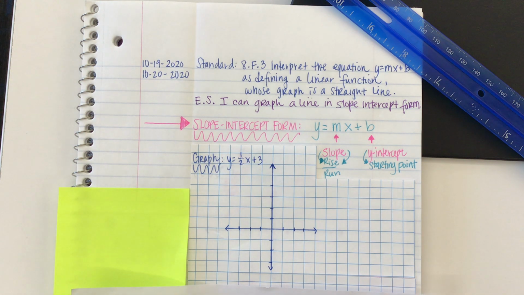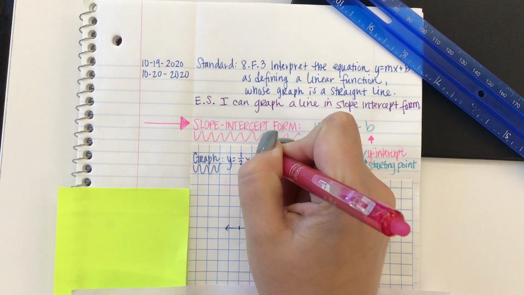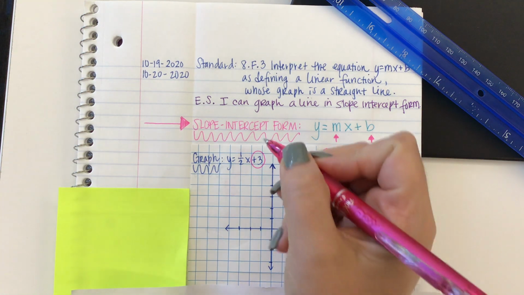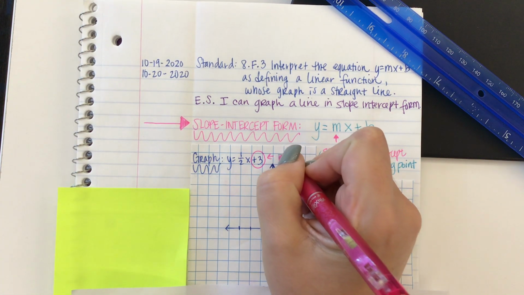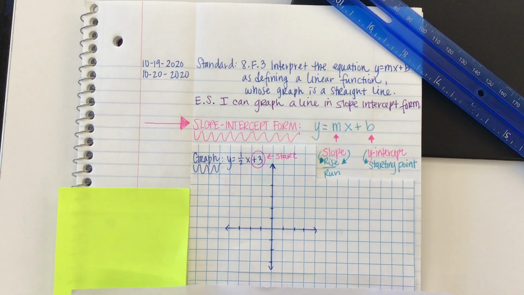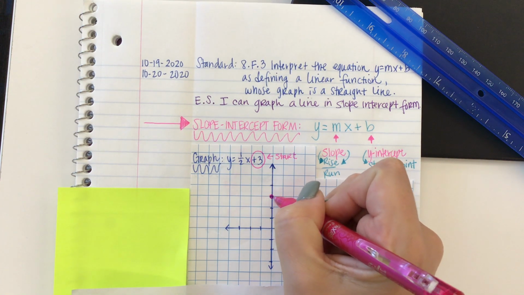So the first thing we need is our starting point. Our starting point is the y-intercept. So I'm going to go ahead and circle that. Whatever is at the very end of our linear equation is usually our y-intercept. In this case, it is the +3. So this is where I would start, at +3. Now, you have to think back to what the y-intercept actually means. It's a point on the y-axis. So +3 on the y-axis would be right here, and I'm going to go ahead and plot that point.